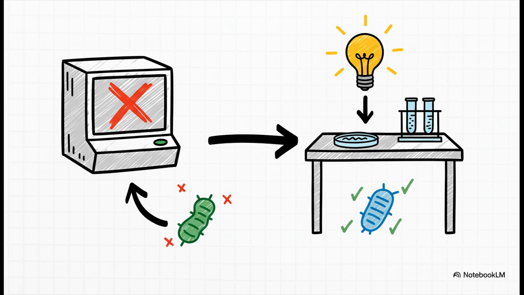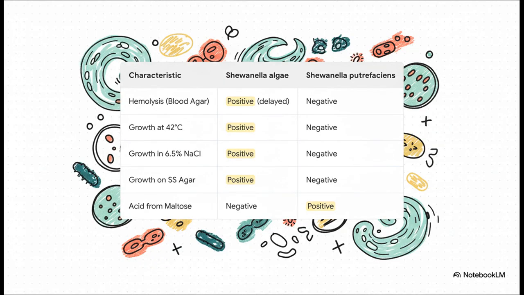But hey, we don't need to rely on the machines for this one. Some simple old-school micro will give us the right answer. And when you look at them side by side on the bench, the differences are just night and day. Yeah, the hemolysis can be a bit tricky. Sometimes it's weak or takes a while to show up. But check this out. Growth at 42 degrees Celsius and in a high-salt broth? Shewanella algae can handle the heat and the salt, while Shewanella putrefaciens just can't. These are simple, cheap tests that give you a really solid answer.